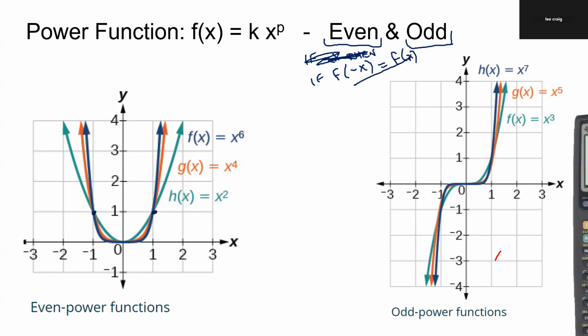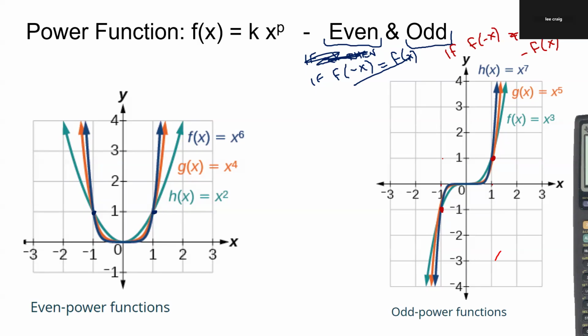Odd functions, on the other hand, were a little bit different. For those, f of negative x equals negative f of x. So when you look over here at these, when I put in a positive one and cube it, that would give me a positive one. If I put in a negative one, I don't get positive one up here. I actually get negative down there below. So it's kind of reversed across that.